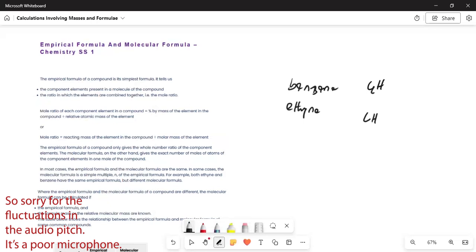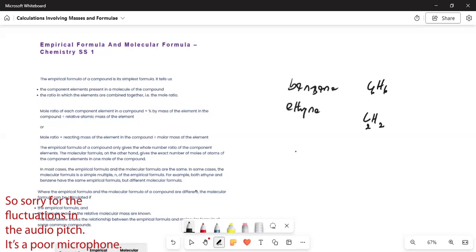So the molecular formula of benzene is C6H6, while ethyne is C2H2. So here we know the actual number of atoms present. Now, when the empirical formula and the molecular formula of a compound are different, the molecular formula can be calculated if the empirical formula and the formula mass or the relative molecular mass are known.